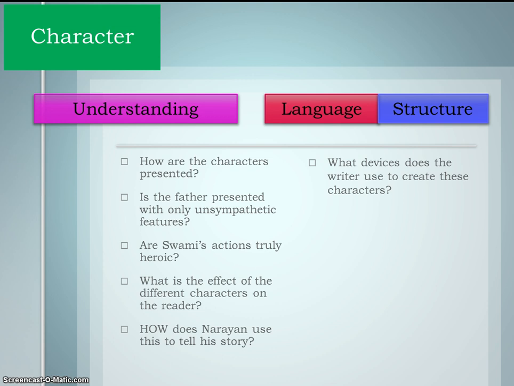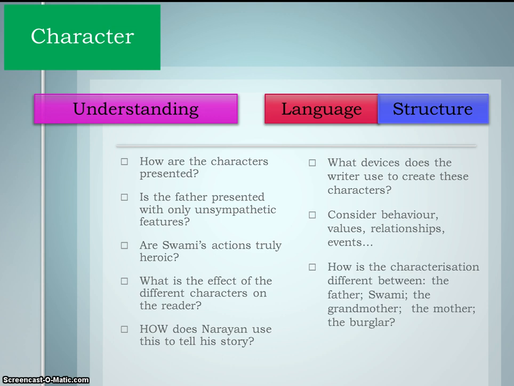Okay, so when you're writing about all of that, what you need to constantly refer to are the language devices and the structure that are used. So you need to think about what devices the writer uses to create characterization in all of these pieces of writing, but specifically in this, it's very, very clear. You want to think about the way they behave, the values that they demonstrate, and the relationships that are built. You could even think about events in terms of characterization. It's not impossible.